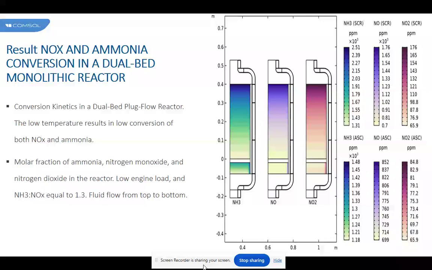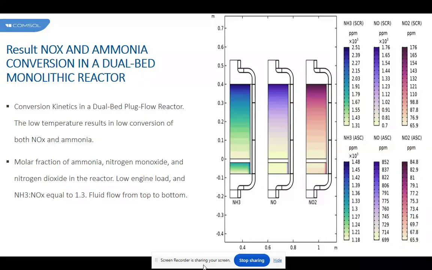The complex chemical kinetics is investigated in detail in "Analysis of NOx and Ammonia Conversion Kinetics in a Dual Bed Plug Flow Reactor", where a single monolith channel was modeled. It is clear that temperature plays a central role for the selectivity of the system. The current model is set up in two dimensions with axial symmetry to unravel the full space dependency of the system.